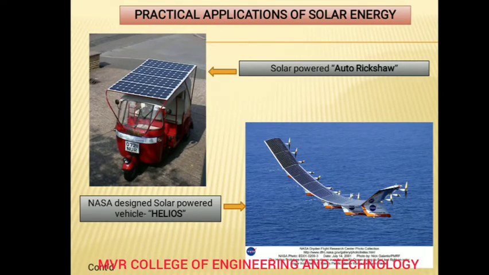Solar powered auto rickshaw. Nowadays, day by day, the technology is improving in solar energy, so innovations are coming like this. Solar panels power the auto rickshaw, which runs on solar power. And we also have the solar powered vehicle Helios, designed by NASA. You can see the image here.